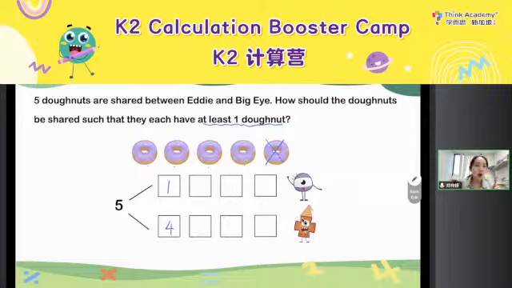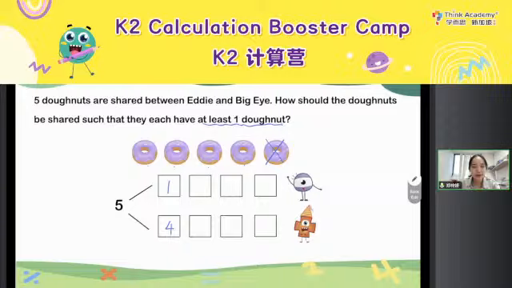So now we have the first method. To split 5, it can be split into 1 and 4. 1 given to Big Eye, 4 given to Addie, right? But still, Big Eye only got 1 donut. It's like too little, right? And Big Eye thinks this is unfair. Big Eye wants more donuts. Can I give Big Eye more donuts?